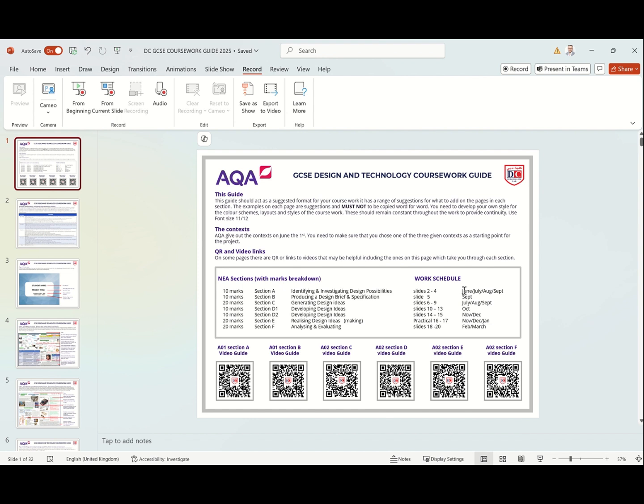So we're starting this now on the 1st of June, which is when the contexts come out. July, August, September, obviously some of this is school holidays. You might have some work to do over the summer holidays to make sure that you're ready for moving on to Section B in September. Okay, so what are we looking for in Section A?